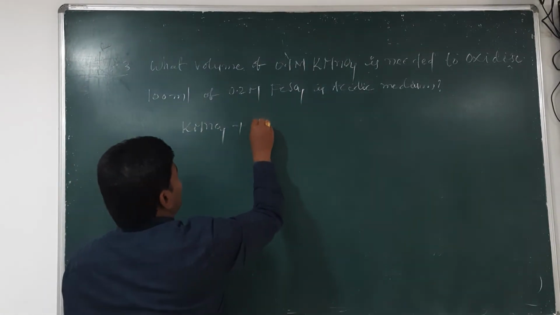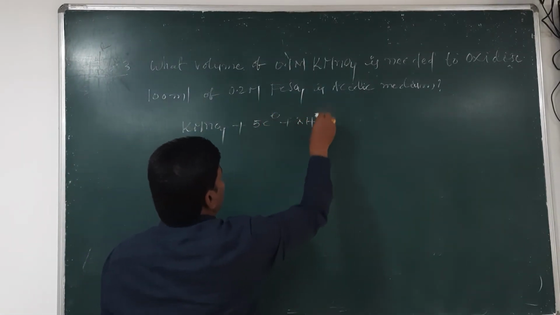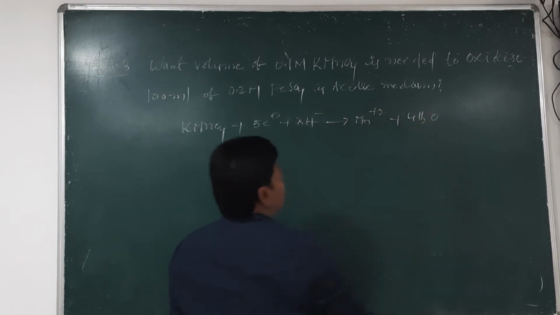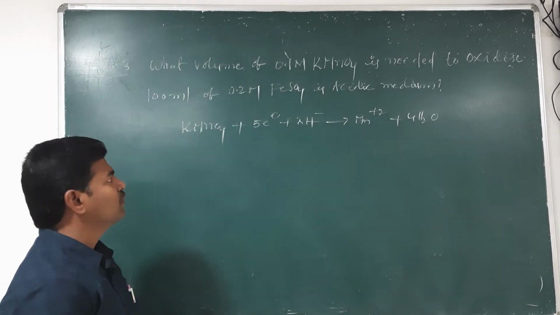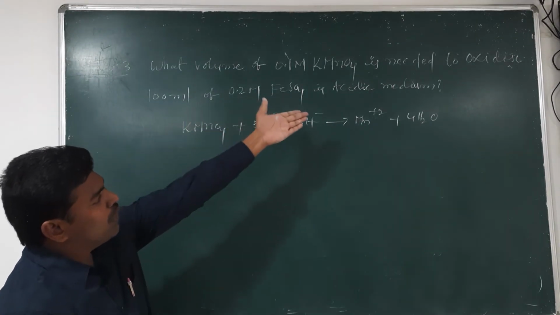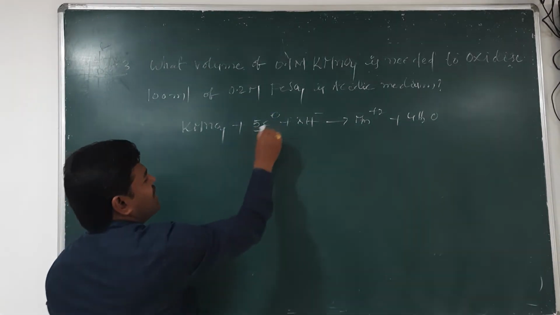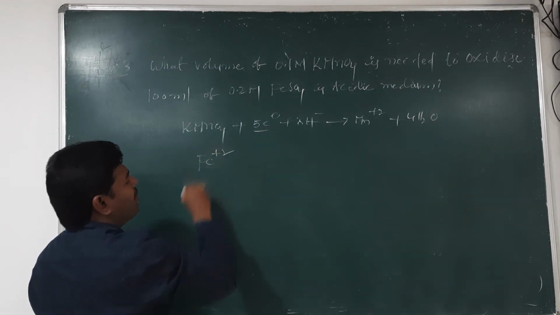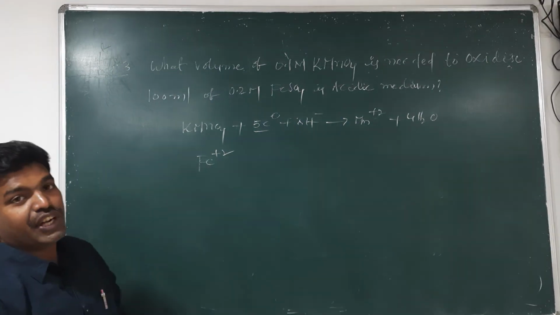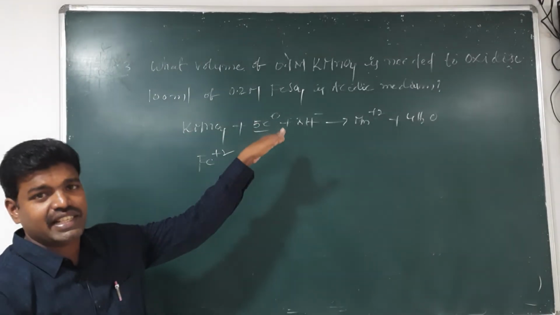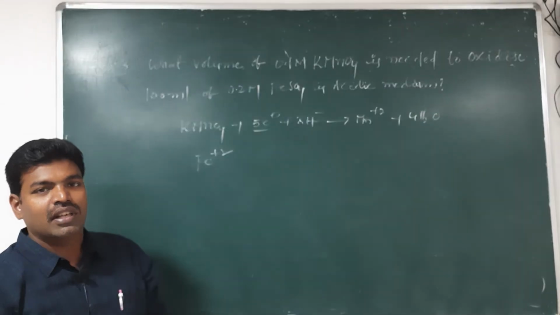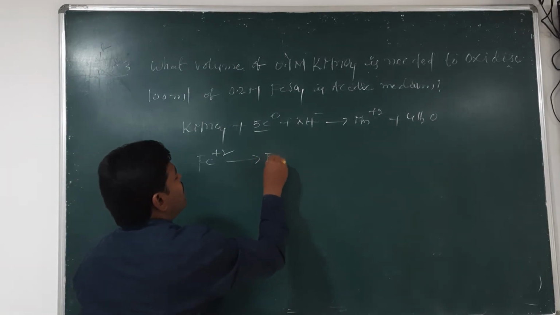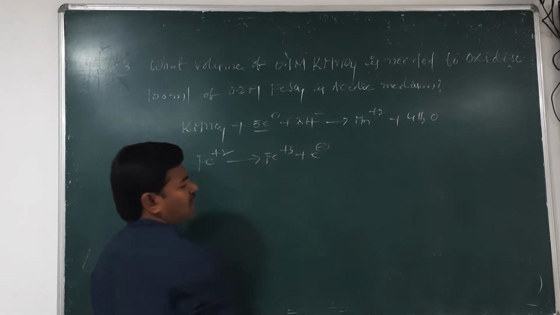So MnO4 minus plus 5 electrons plus 8 H plus gives rise to Mn2+ plus 4 H2O. This is the reaction that takes place in acidic medium. Mn goes from +7 to +2, so 5 electrons are transferred. FeSO4 is a reducing agent and KMnO4 is the oxidizing agent, which gains electrons. FeSO4 is a reducing agent that loses its electrons. So Fe2+ gives rise to Fe3+ plus 1 electron.